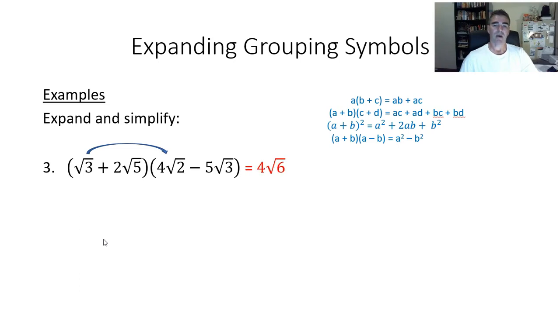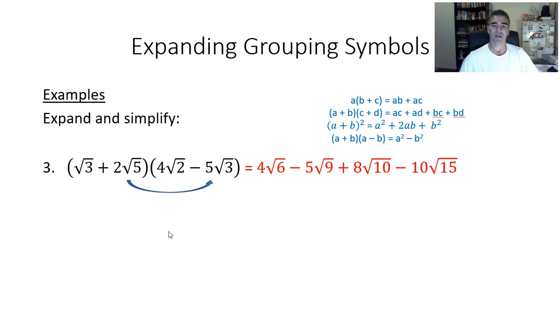Then we'll multiply our outer terms together. So root 3 times negative 5 root 3 gives us negative 5 root 9. Then our inner terms here, we multiply those together. So 2 times 4 is 8, and the 5 times 2 is 10. So we're going 8 root 10. And then multiply our last terms together. So 2 times negative 5 is negative 10, and 5 times 3 is root 15. So negative 10 root 15.